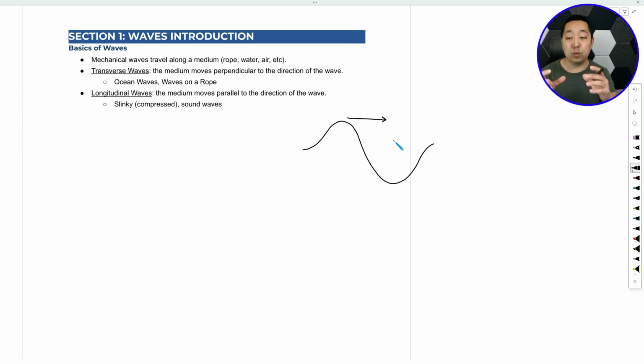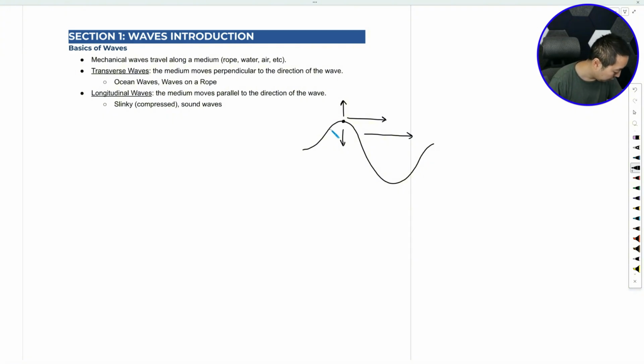You have transverse waves. In transverse waves, the medium moves perpendicular to the direction of the wave. If you think about ocean waves, for example, like a person floating on the ocean, or if you've ever been in a wave pool, you go up and down. Like if you were just sitting there, you go up and down, but the wave is traveling in this direction. So the physical medium, the water itself, is going up and down.